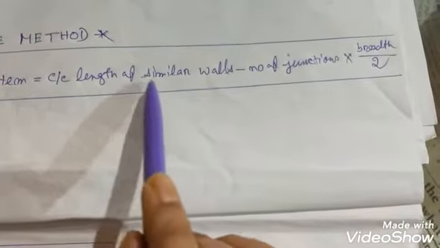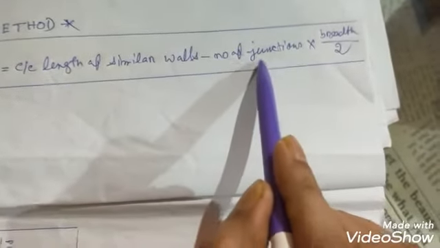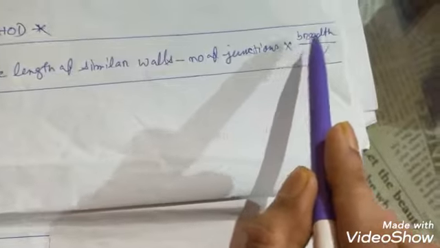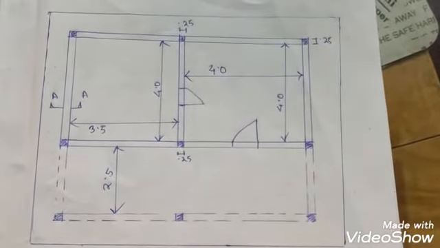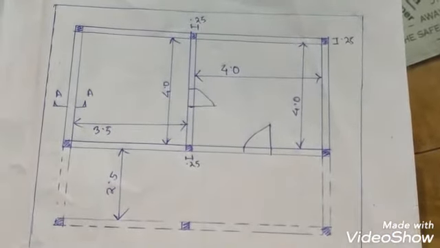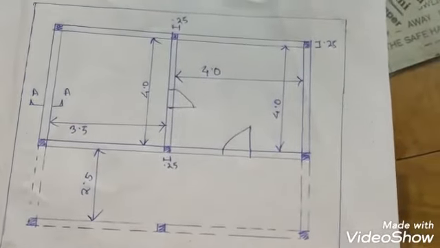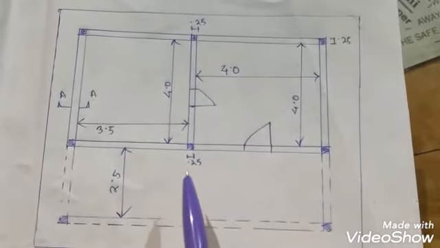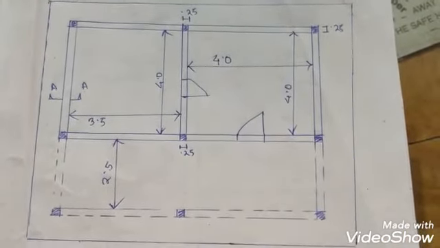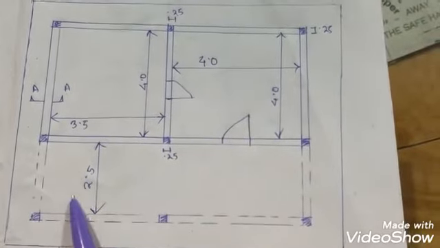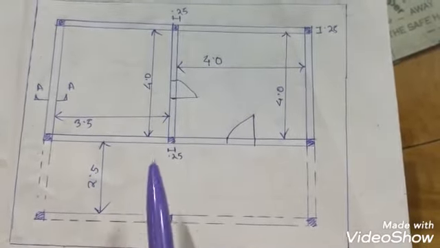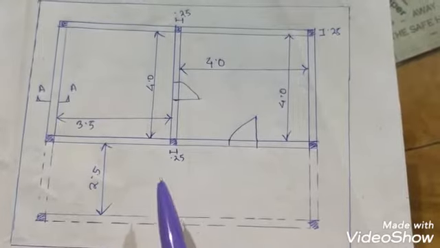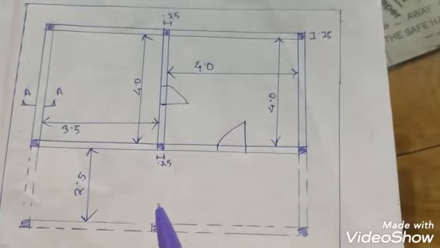So center to center length of similar walls minus number of junctions into breadth of that particular item divided by 2. Now we will try to learn what is the number of junctions that the formula is talking about. This is the same problem that we solved by the long wall short wall method in the earlier problem. So the same problem we are going to solve here in the center line method.